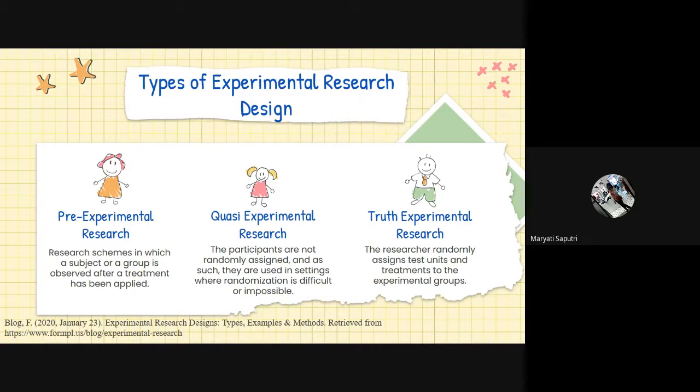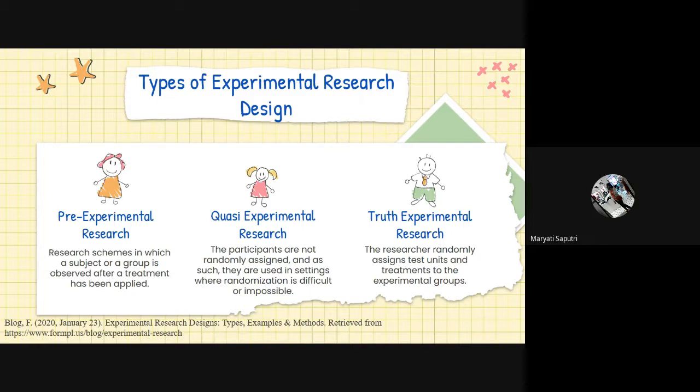And the second, I will present about quasi-experimental design. It's a useful tool in situations where true experiments cannot be used for ethical or practical reasons. Quasi-experimental design includes experimental studies in which there is no control group, no random selection, no random assignment, and no active manipulation. In quasi-experiments, the participants are not randomly assigned, and as such they are used in settings where randomization is difficult or impossible.